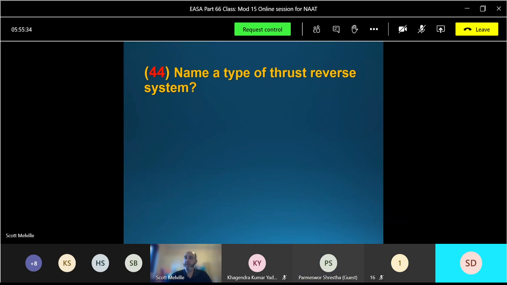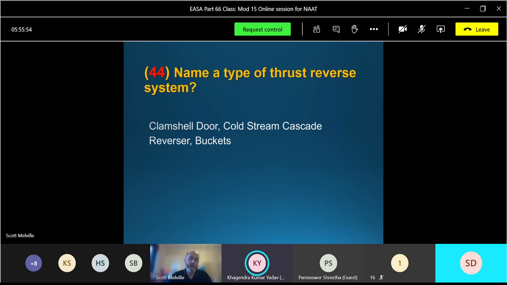Name a type of thrust reverse system. So there's three of them. Yeah, three main types: cascade, retractable, and cold clamshell. Yeah, good. Clamshell door, or buckets, is a common name for the retractable ejector. Yeah, good.